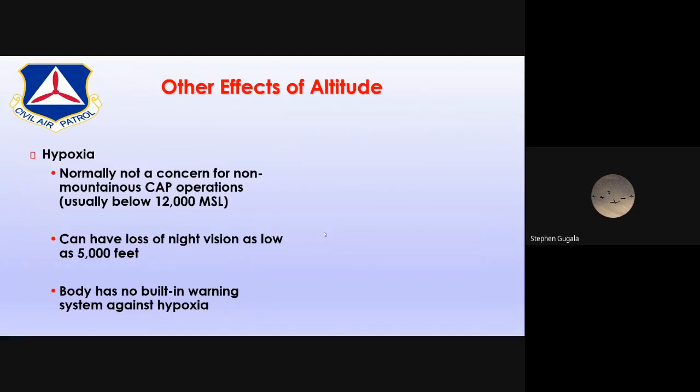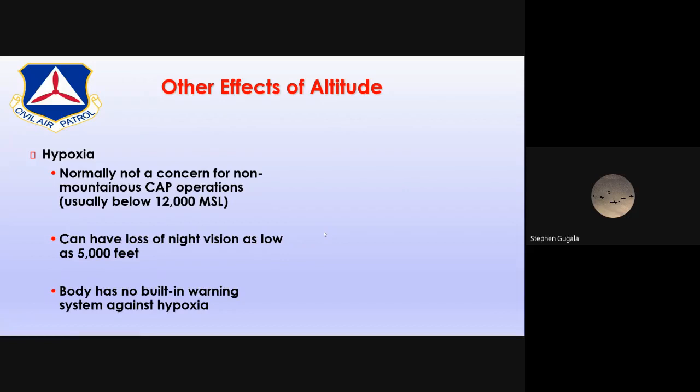The third effect of altitude is hypoxia. This is a lack of oxygen to the brain. Not a huge concern for us as CAP search aircrew, because we are running at such low altitudes. We're operating below 12,000 feet MSL. You typically don't start worrying about hypoxia until you hit around 10,000 feet. Then you start thinking about it, and then around 14,000 feet, you've got to be on oxygen. You can have a loss of night vision as low as 5,000 feet.